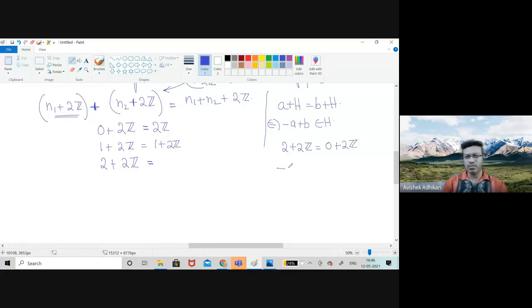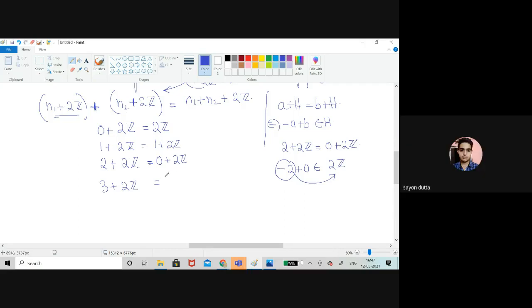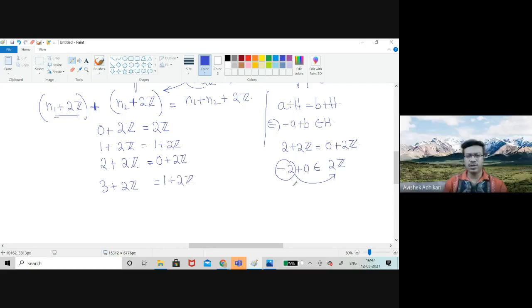Why? Because minus 2 plus 0 belongs to 2Z. Minus 2 is an even number, so it belongs to 2Z. That's why 2 plus 2Z is same as 0 plus 2Z. So that is 0 plus 2Z. Now what about 3 plus 2Z? What is this value? 1 plus 2Z. Because 3 plus 2Z is same as 1 plus 2Z. Why? Because minus 3 plus 1 equal to minus 2 belongs to 2Z.